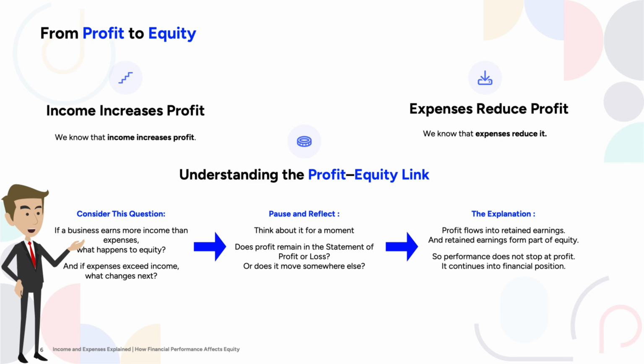Let us now look at this relationship in a simple and structured way. We know that income increases profit. We know that expenses reduce it. But let me ask you a question. If a business earns more income than expenses, what happens to equity? And if expenses exceed income, what changes next? Think about it for a moment.